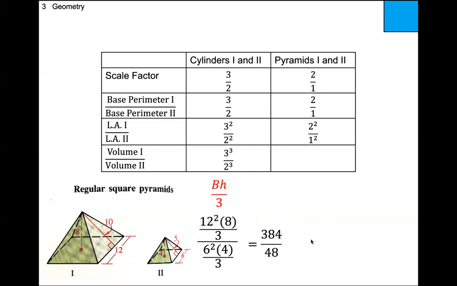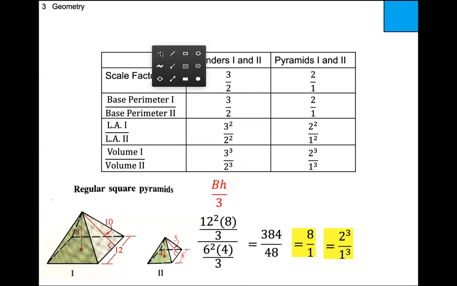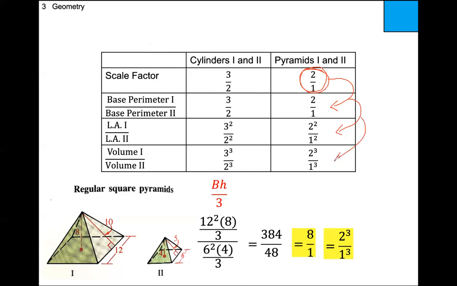I'm going to cut to the chase here. After all that reduction, you're going to trust me on this one, we get 8 over 1, and 8 can be written as 2 to the 3rd, and 1 can be written as 1 to the 3rd, and we got what we expected. So to summarize for a final time, if you have 2 similar solids and you establish the scale factor, then any comparison of the ratios of a distance of the 2 shapes will be the same number. Any comparison of their areas will be the scale factor squared, and any comparison of the volume will be their scale factor cubed.